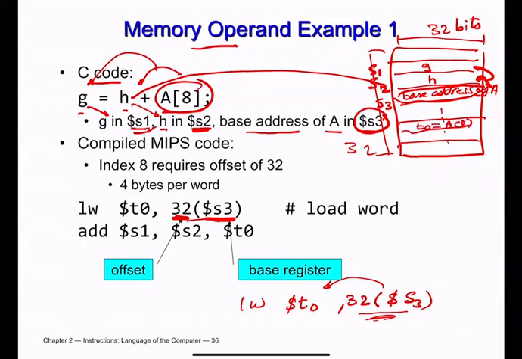After I have A of 8, please add it to H and put the results in G. Please add whatever I have in T0 with whatever I have in H, and H is in S2. After this addition, put the results in G. G is what? It is S1.